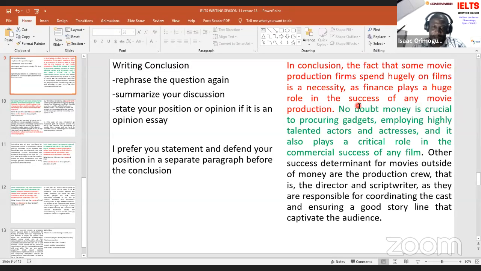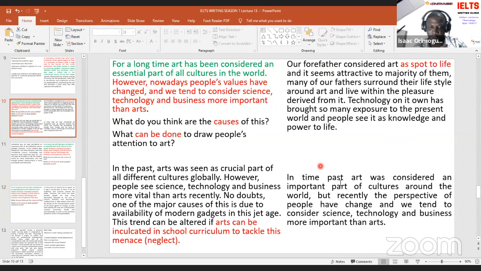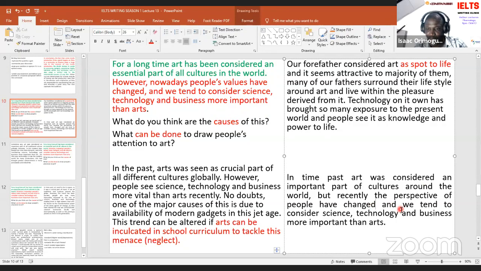And because of time, I said, now let's start another process. Some people participated, and for those people who participated, I noticed some used too many plain expressions. Let me go into one of them. In time past, art was considered an important part of cultures around the globe, the world. But recently, the perspective of people has changed. Okay, there are some errors. And we tend to consider science and business more important. They are good enough. They will score you 6. If you manage to continue, 6.5.